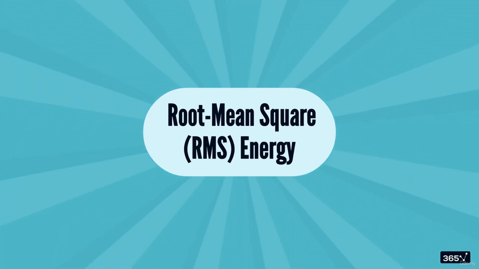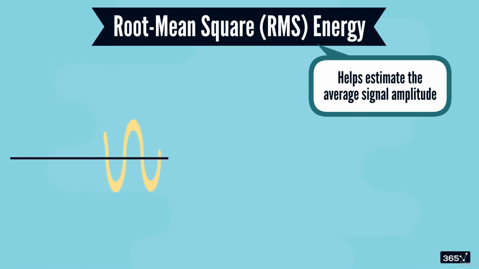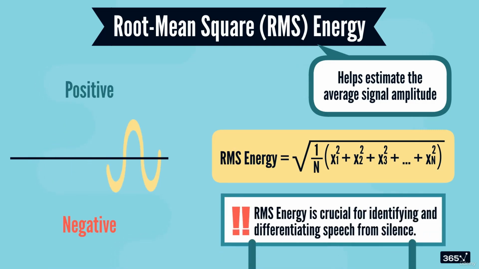Alright, next comes the root mean square, or RMS energy. This metric helps estimate the average signal amplitude value, representing how loud or energetic the sound is over time. Amplitude, however, can be either positive or negative. So, how do we calculate its average if it's constantly changing? The solution is simple. Square each value to ensure positivity, average these squares, and then take the square root of the result. This gives us the RMS energy, crucial for identifying and differentiating speech from silence.